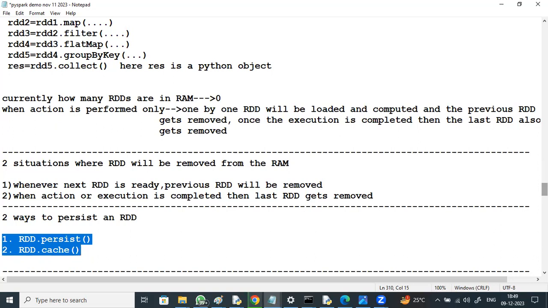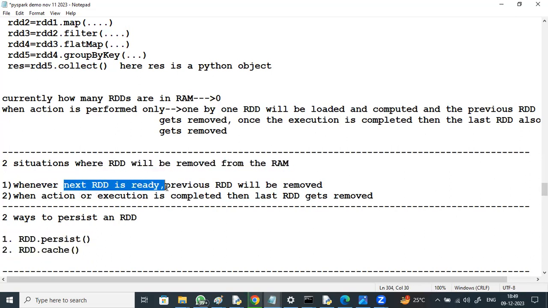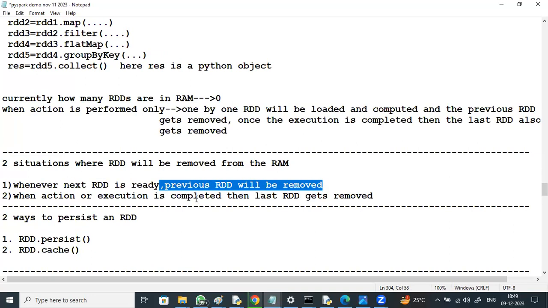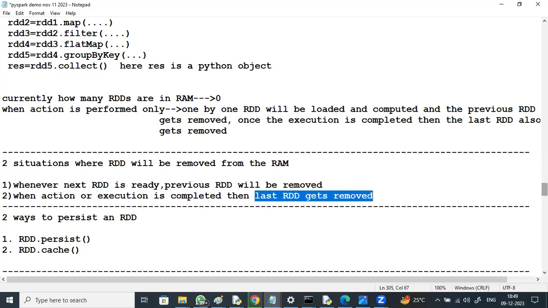But if total execution finished, now you don't want it. If you want, you can unpersist it forcefully. Or when one session closes, it unpersists. Or when the server shuts down, it unpersists. Two situations where an RDD will be removed from the RAM: when the next RDD is ready, the previous one will be removed. When the action is completed, the last RDD gets removed.